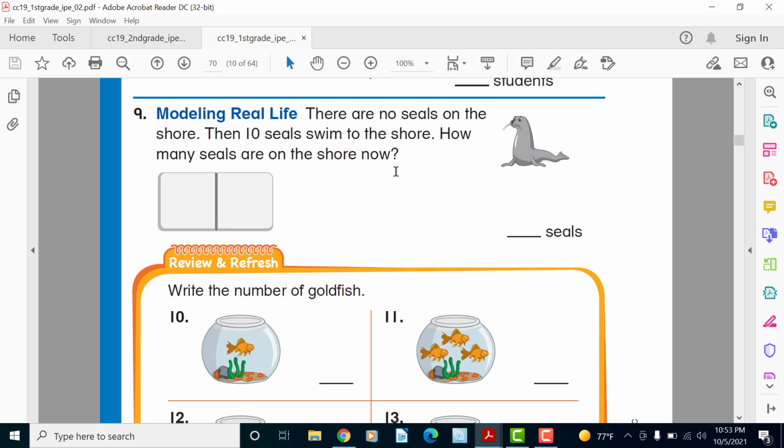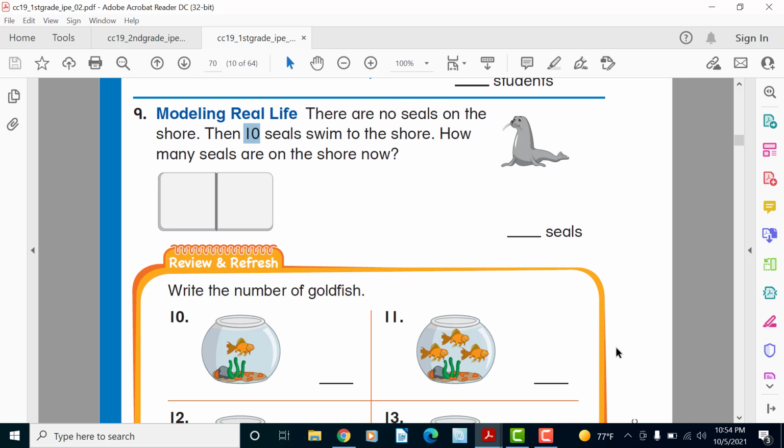Number 9, there are no seals on the shore. So if it helps, go ahead and draw a little beach. Maybe add some water, some sand, or some rocks. Seals like to live where it's rocky a lot of the time. No seals on the shore. Then 10 seals swim to shore. How many seals are on the shore now? So we can also fill this in here on our little domino. One side has none, and then the other side for dots will have 10.